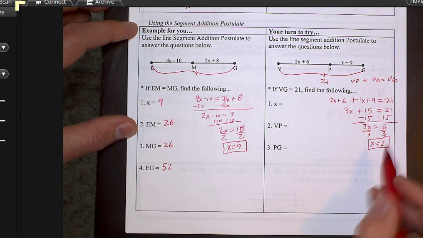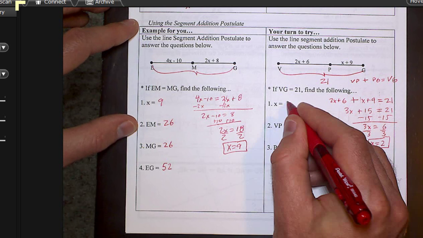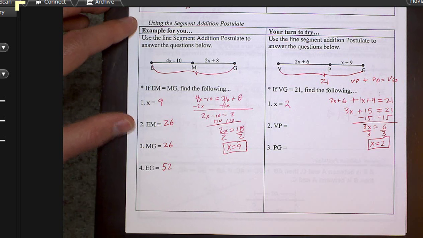Again, don't get super excited and think that you're done before reading the rest of the problem. We have x equaling 2. That's one of the things we need to find. We also need to find VP and PG. So we're going to use substitution again.